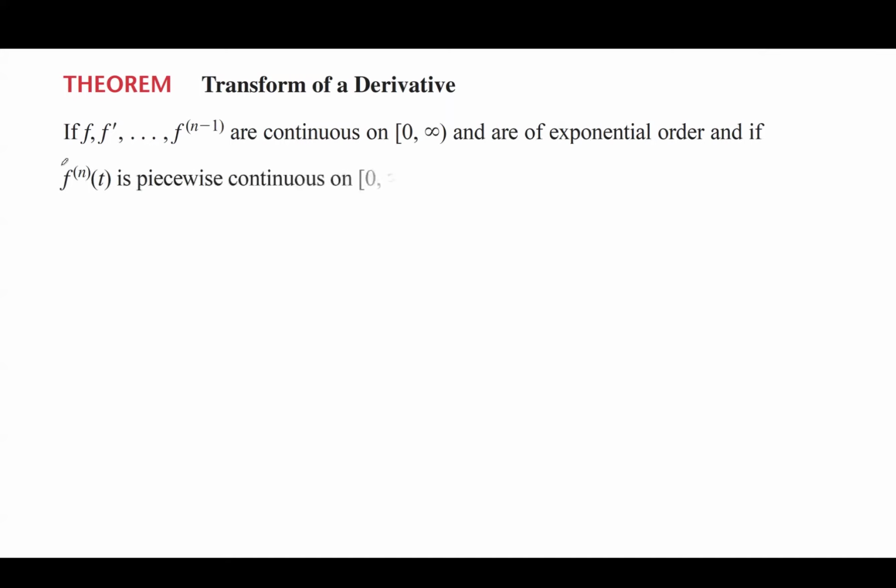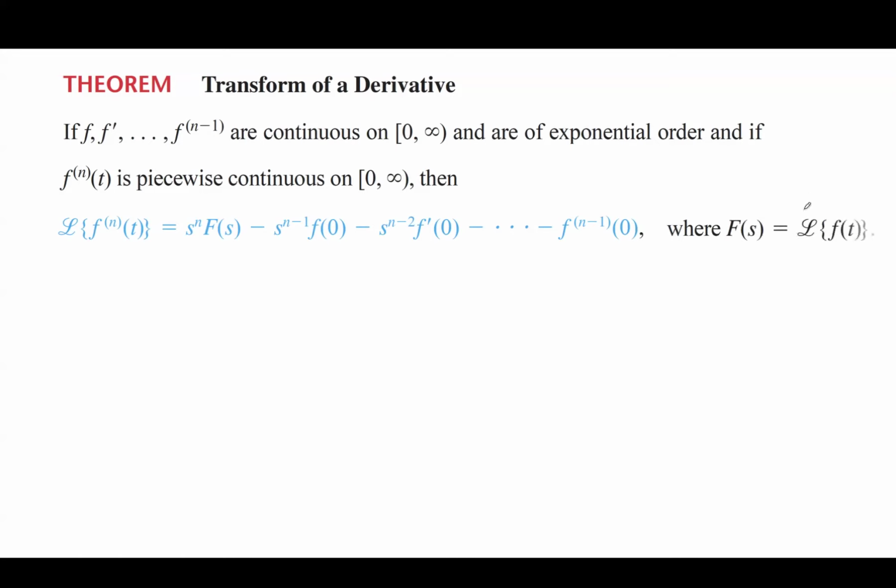And if the nth derivative of f is piecewise continuous on 0 to infinity, then the Laplace transformation of the nth derivative of f can be written as s to power n times F of s minus s to power n minus 1 times f of 0 minus s to power n minus 2 f prime of 0. You can continue this process, minus the n minus 1 derivative of f at 0. F of s is nothing but the Laplace of f.